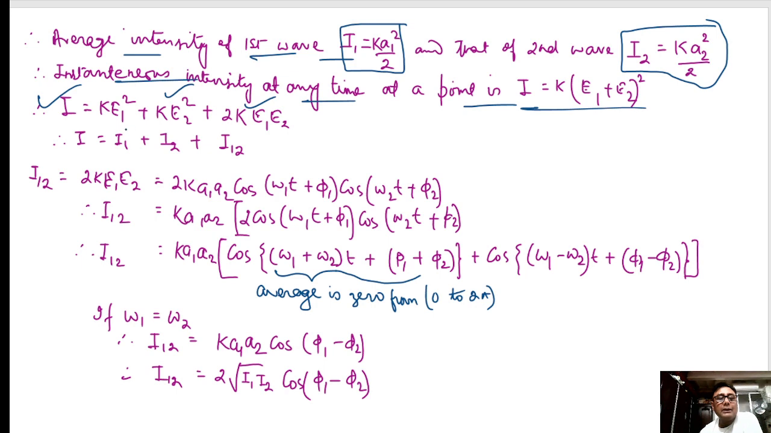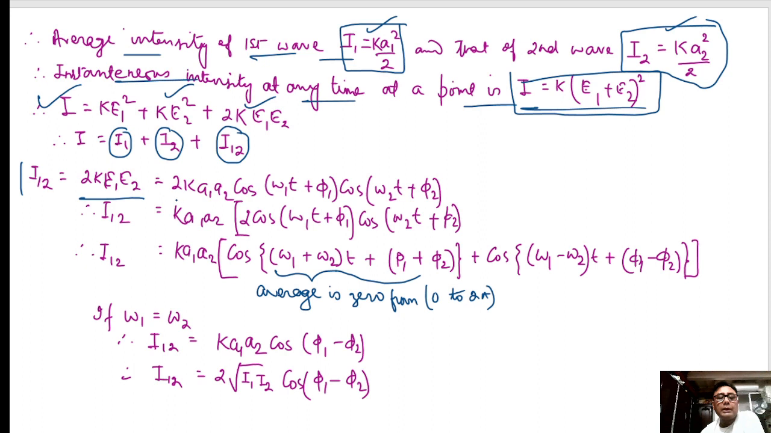Now this is I1, this is I2, and this is I12, the intensity due to 1 and 2. I1 we know is this much, I2 we know is this much. The total intensity due to both the waves will be K into (E1 plus E2) whole square. Now let us find out what is I12. I12 is actually 2K E1 E2.